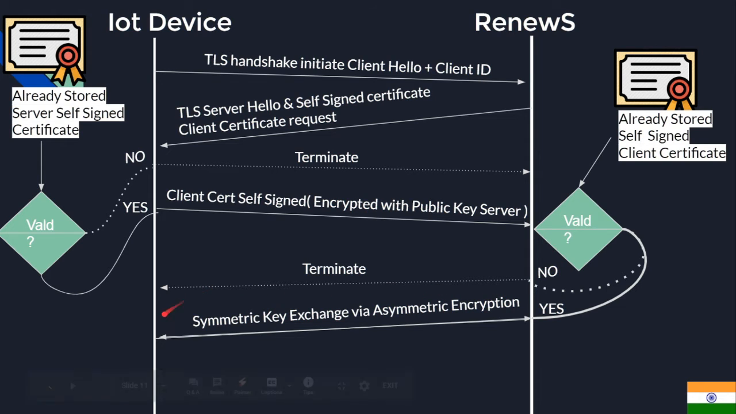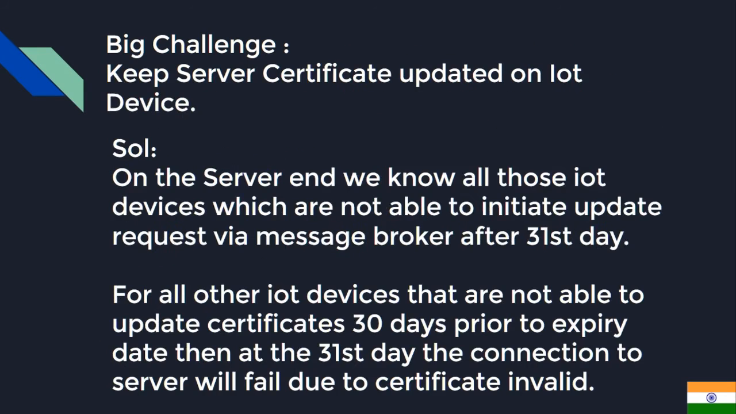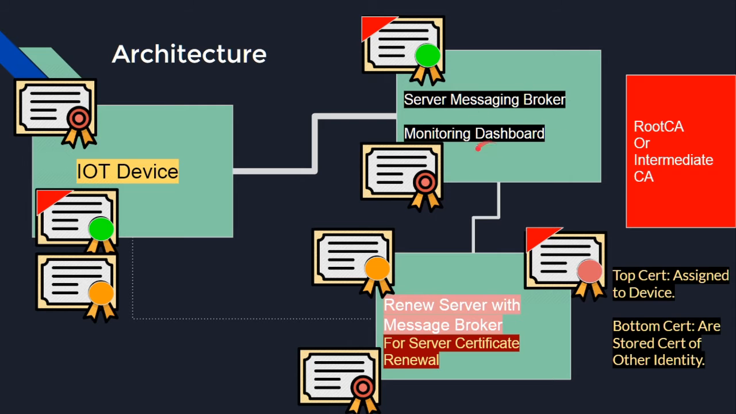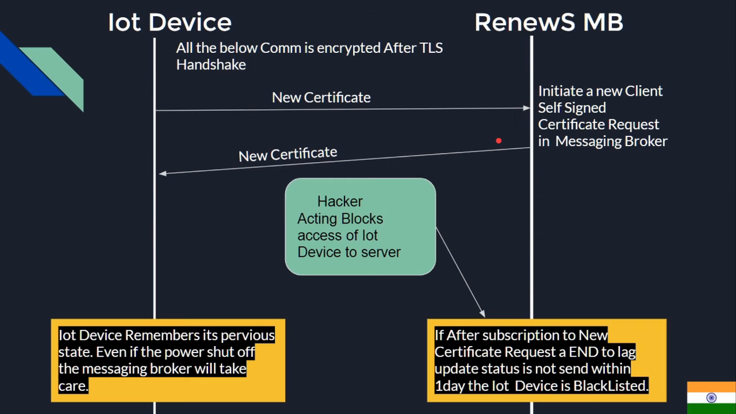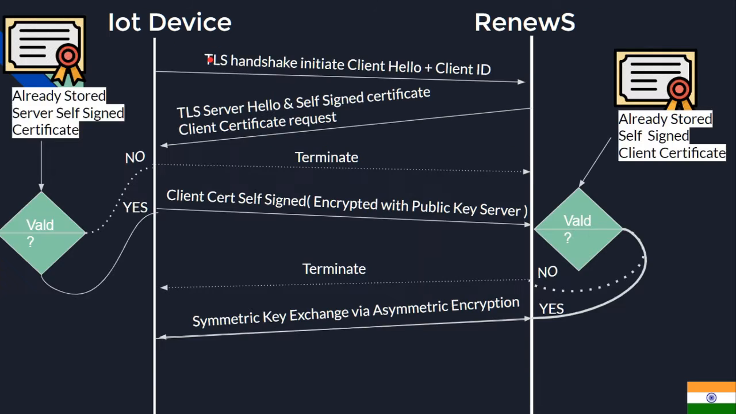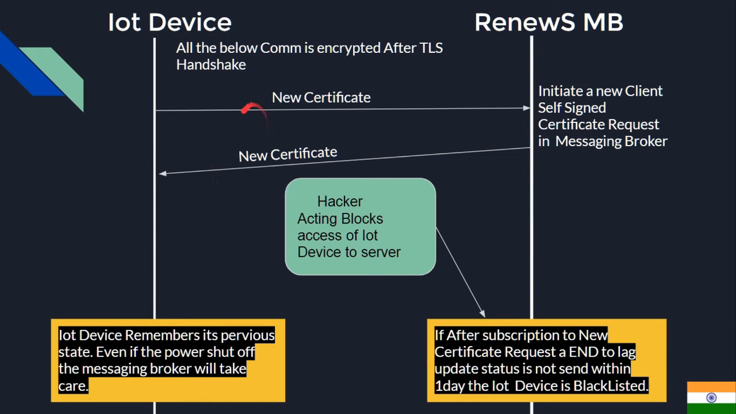Now the IoT device can message the Renew server for the new certificate of this server. Okay, so this is how it is done. Now all the communication that has been done in this slide is after the TLS handshake that has been previously done. So all this communication will be encrypted. All the application protocol things will be encrypted, so a hacker won't be able to see.